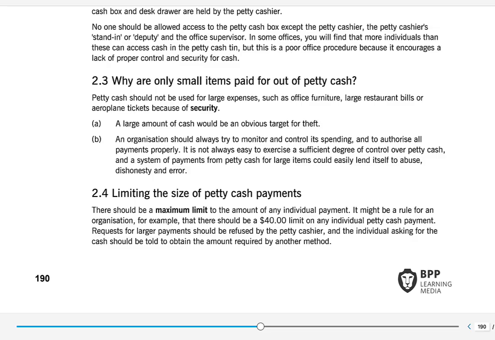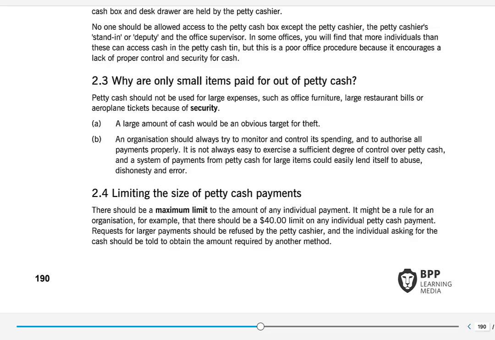So what should we use for large payments? For large payments, businesses should use safer and more controlled methods. For example, bank transfer, check, company credit card, payments through the normal accounts payable system. These methods leave a clear record. They also require proper approval, and they reduce the risk of theft and misuse.